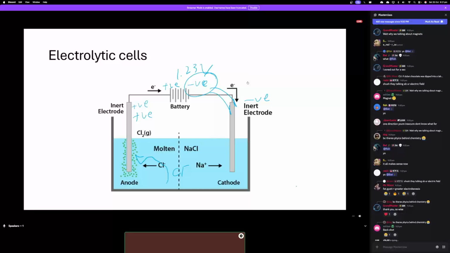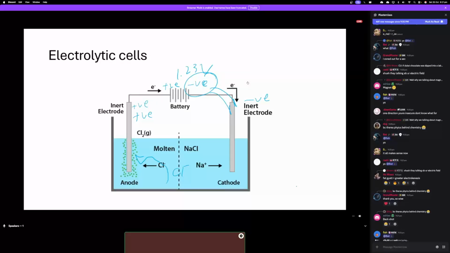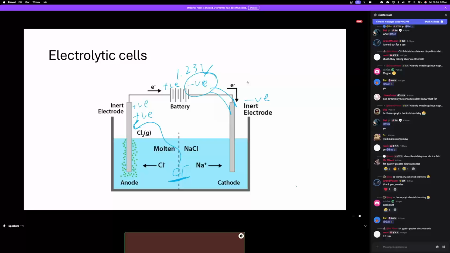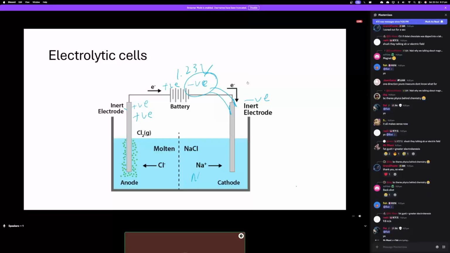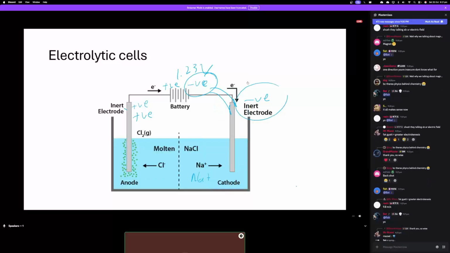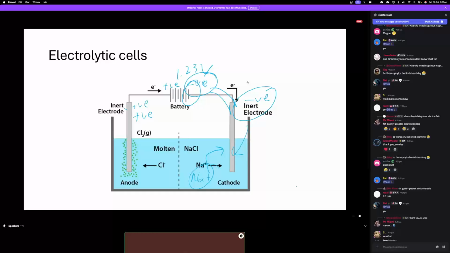If the electric field stuff is confusing you, all you have to know is negative chlorine ions want to go to a positive electrode, and it's positive because it's connected to the positive end of the battery. Exact opposite for Na plus. This is the cathode, it is negative because it's connected to the negative end of the terminal. The positive sodium wants to go to the negative electrode, right?